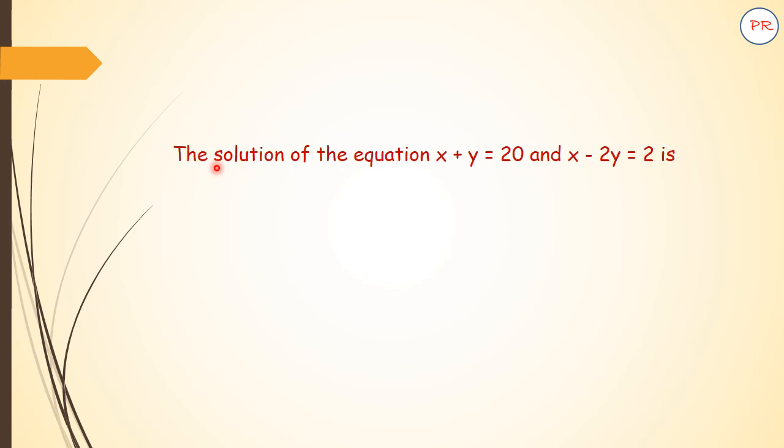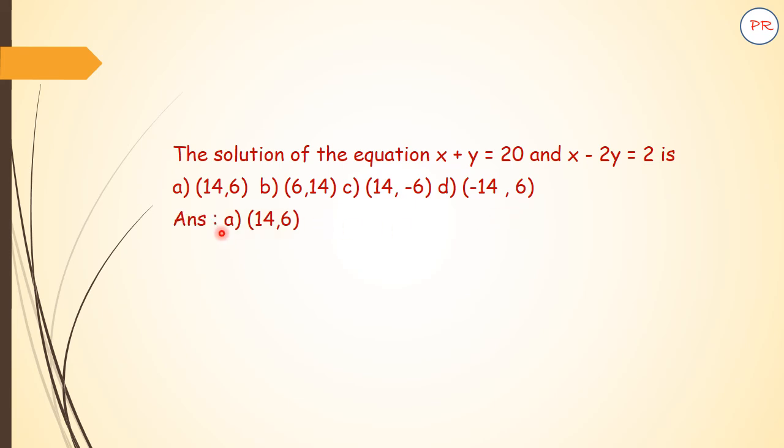Here is the next question. The solution of the equation x plus y is equal to 20 and x minus 2y is equal to 2 is. Options are A 14 6, B 6 14, C 14 minus 6 and D minus 14 6. This equation you can solve by any of the methods, that is either Cramer's rule or solving the simultaneous equations. So the answer here comes out to be A 14 6.